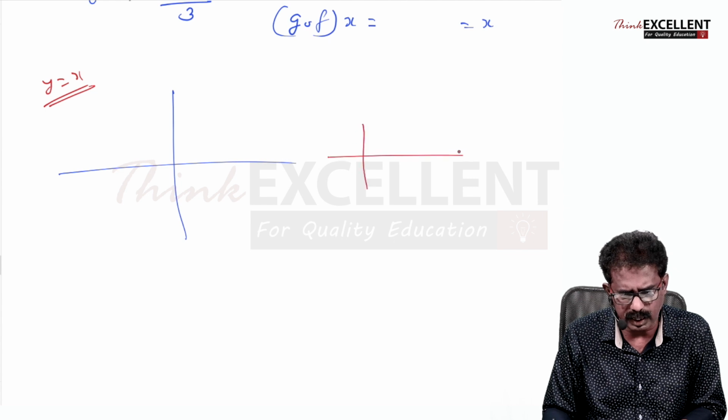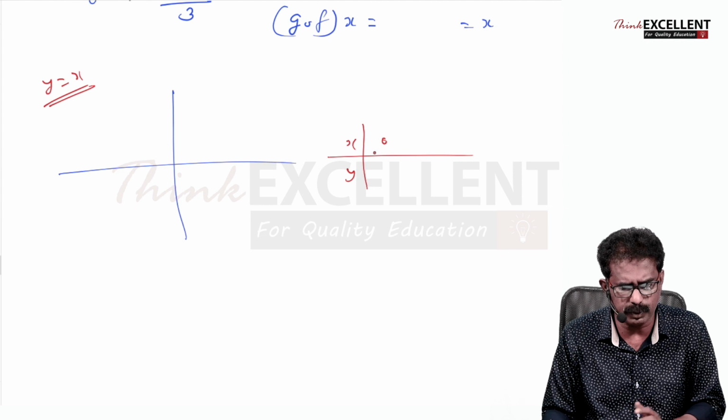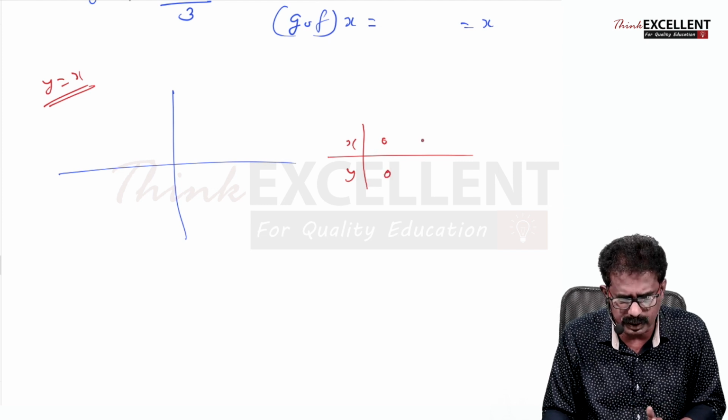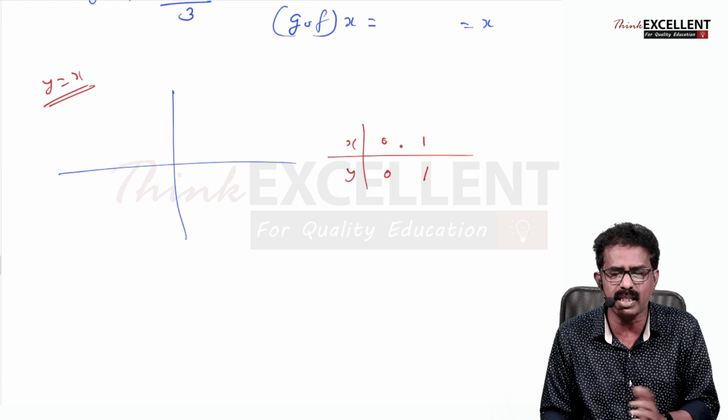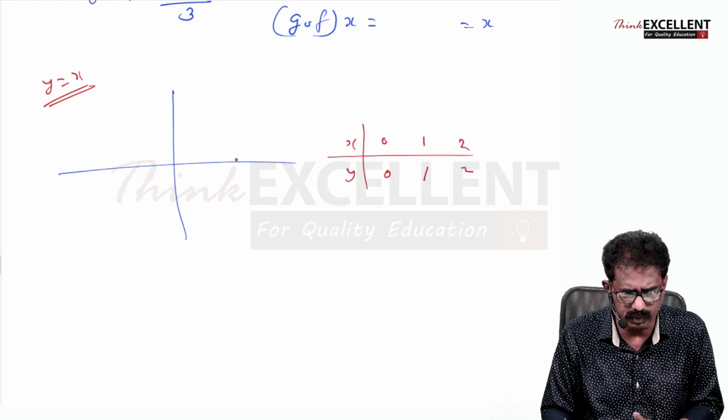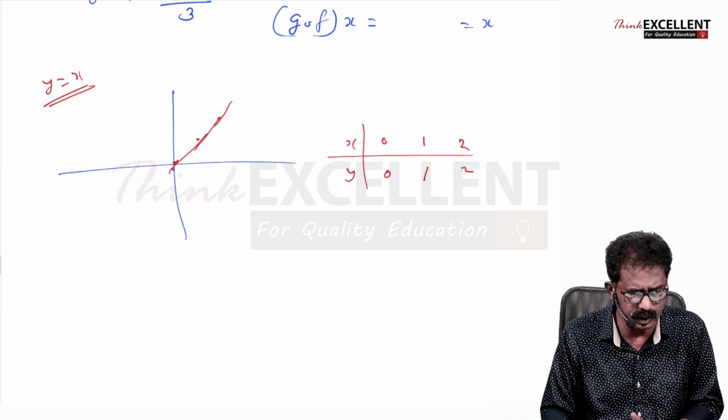So you can draw a small table, x and y. y equal to x, right? So when I put x equal to 0, y also 0. When I put x equal to 1, y also 1, because both are equal, x equal to y. 2, 2. So if you plot the points (0, 0), (1, 1), (2, 2), you will get a line like this. Okay, this line is what?